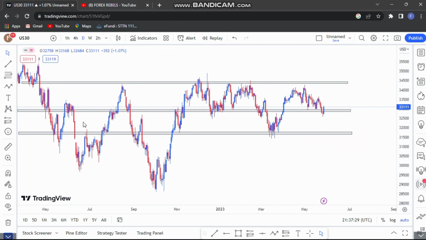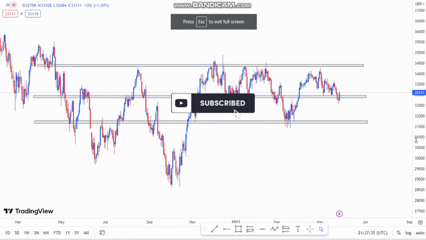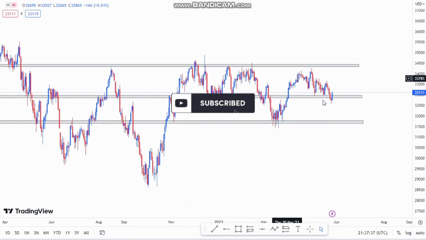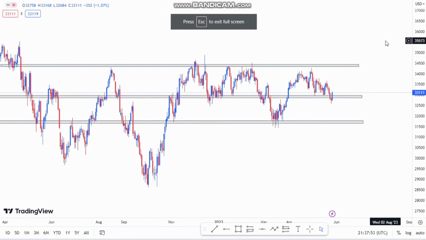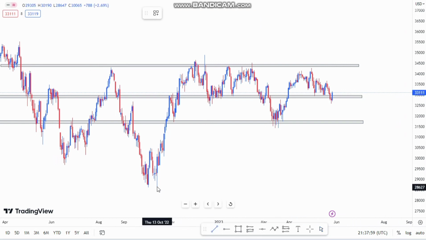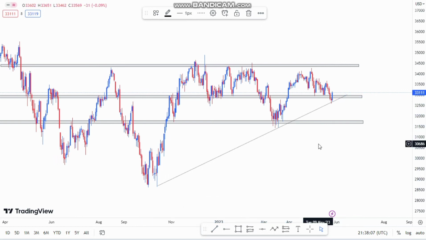I'm gonna start with US30 on the daily time frame. Okay, so as we can see, guys, we are around this area here, and if we start to try to draw a trend line from this point over here, we can see that now we have the third touch on this trend line over here.